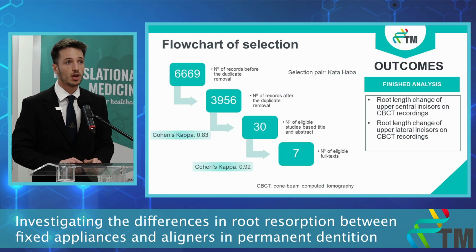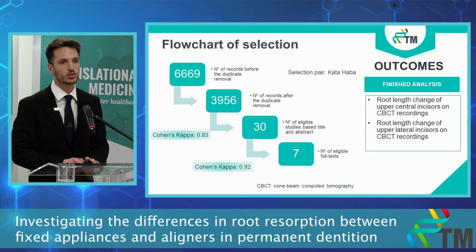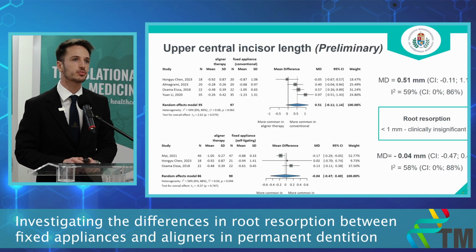After about 7,000 hits, I finished the duplicate removal, the title abstract, and full text selection, and now we have 7 eligible full texts. We were able to analyze 2 primary outcomes quantitatively from these articles, the root length change of central and lateral incisors on CBCT recordings. In the following slides, I would like to show you my preliminary results.